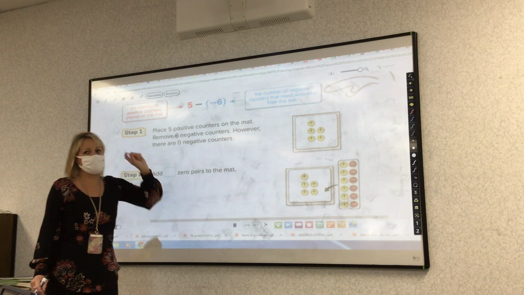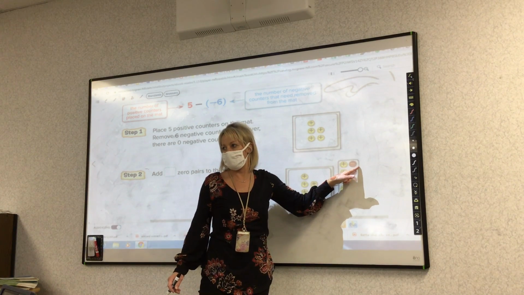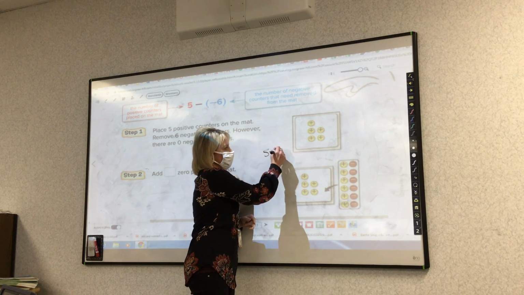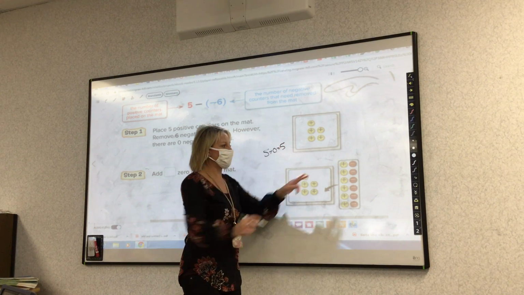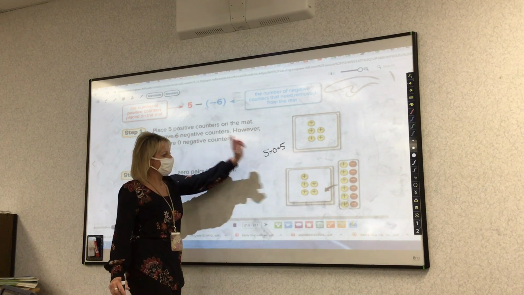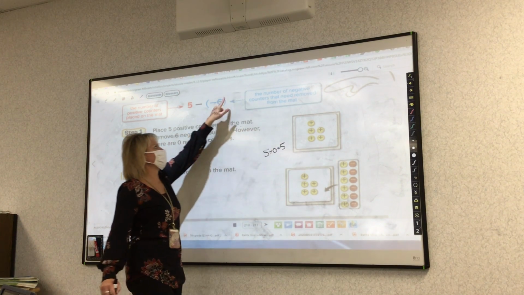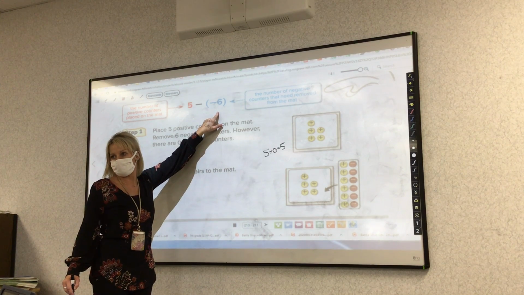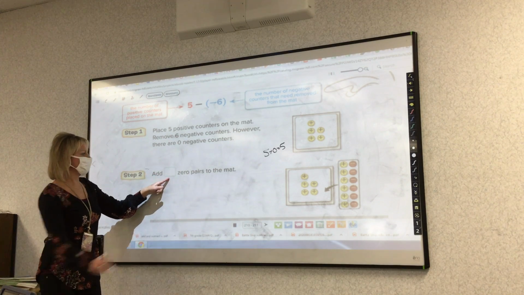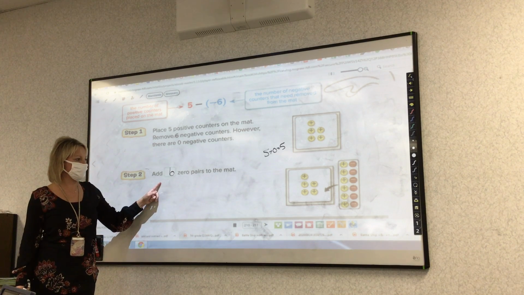You have to add 0 pairs. Remember, if I have a positive and a negative, that is a 0. If I have 5 plus 0, what does that still equal? 5. So that's why you're putting the pairs on there with it. Why am I adding 6 pairs? Because I have to find a -6. Okay, so once they've added that on there, in that box you're going to put 6. Add 6 0 pairs to the map.